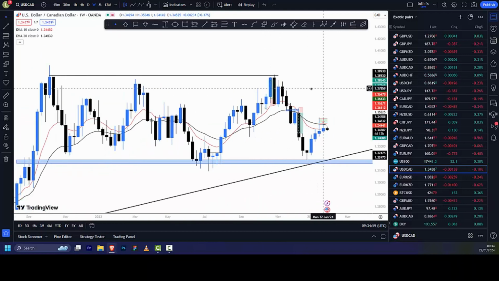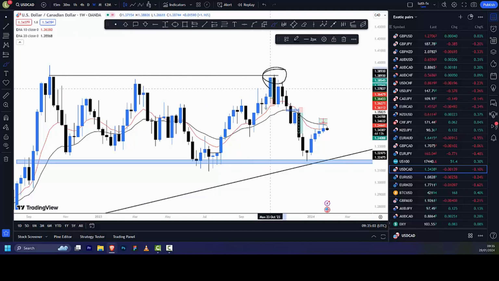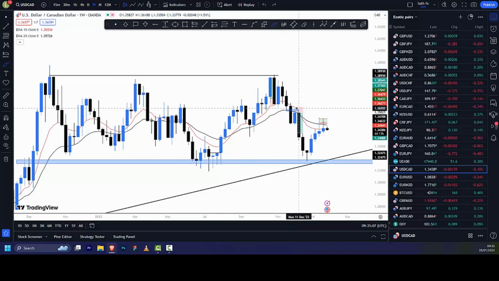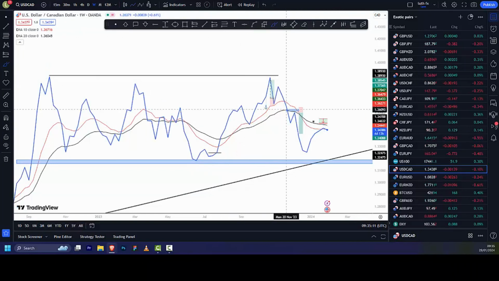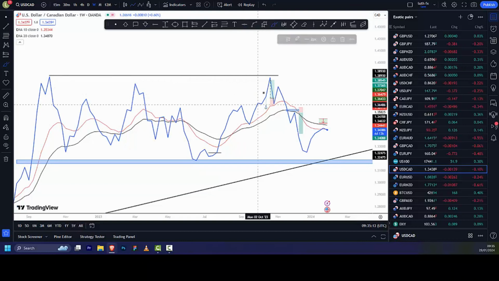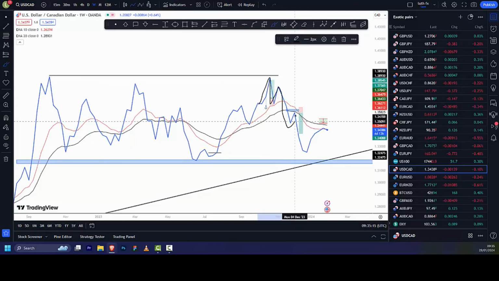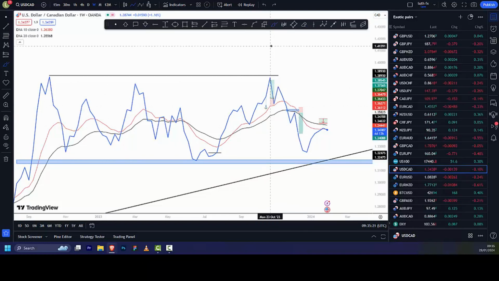After the second touch on the resistance level, this is our resistance level, right? After the second touch on our resistance level, we saw price making a push to the downside by forming an M formation, right? This is a beautiful M formation. Market forming an M formation, followed by market retracing to the neckline and making a move to the downside.